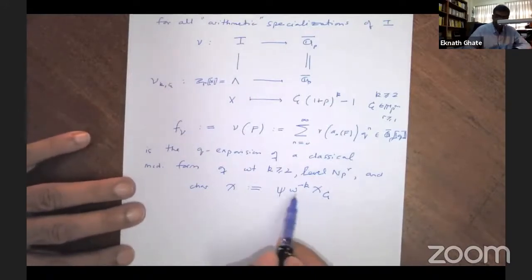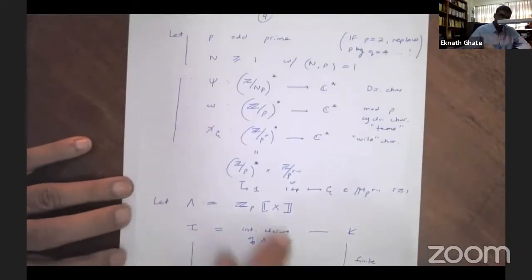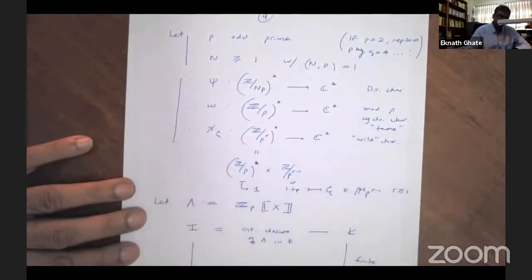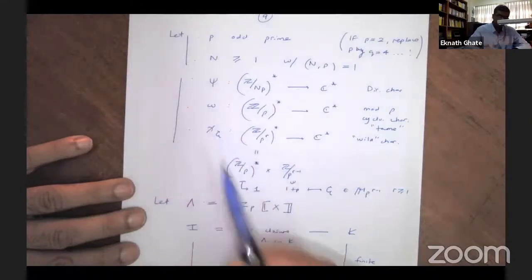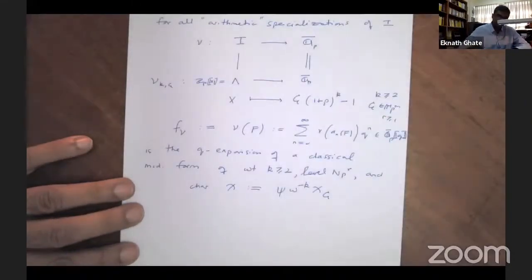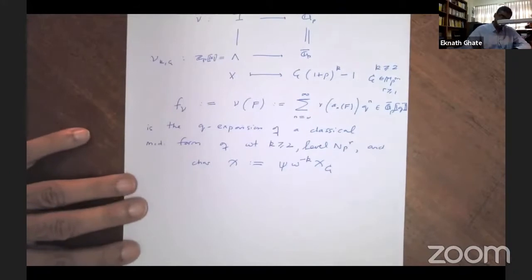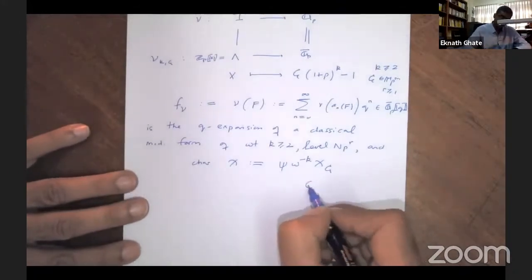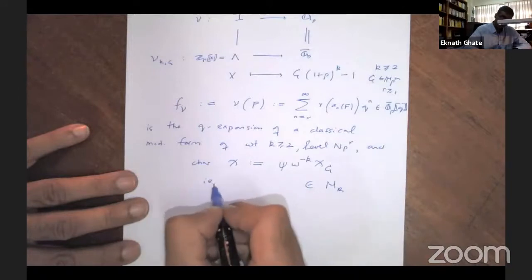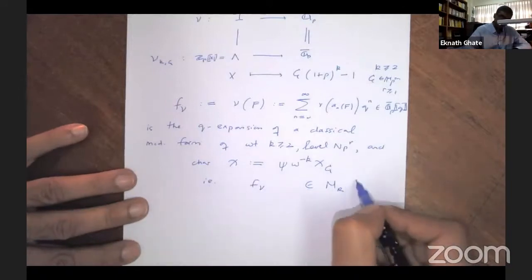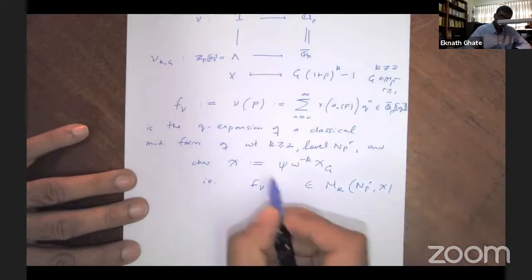That's why I introduced these characters up at the beginning, because I thought you might get a little confused if I suddenly put them in. Remember from the previous page, these were the characters that we first talked about. We had the mod p cyclotomic character omega and the wild character chi zeta. So as you vary the weight k, this character rotates, and as you vary zeta, this character changes. Okay, and then there's this fixed character psi, which is the character of the lambda-adic form. Okay, so in other words, f nu belongs to M_k(N p^r, chi), where chi is given by this formula.